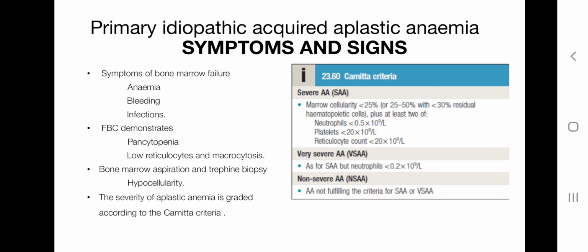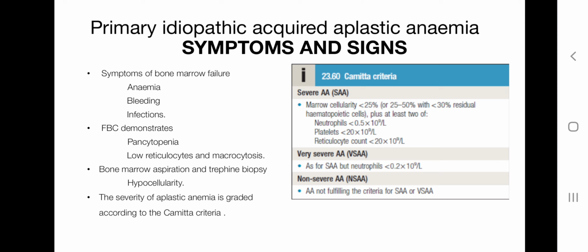Very severe aplastic anemia is when the features of severe aplastic anemia are met with the neutrophils being still lower, that is less than 200. So when the neutrophils are less than 500, platelets less than 20,000 and retic count less than 20 x 10^9 per liter, with the marrow cellularity less than 25%, or 25 to 50% with less than 30% residual hematopoietic cells. So if it is between 25 and 50% with less than 30% hematopoietic cells plus two of the three criteria mentioned, it is called severe aplastic anemia.